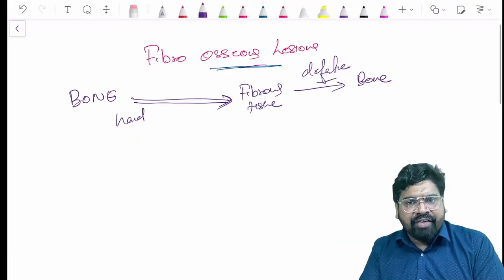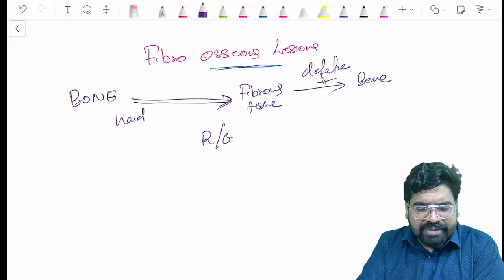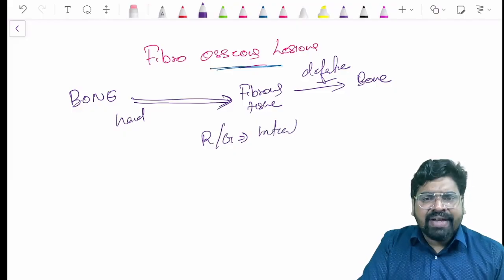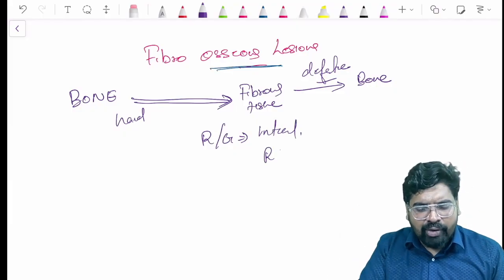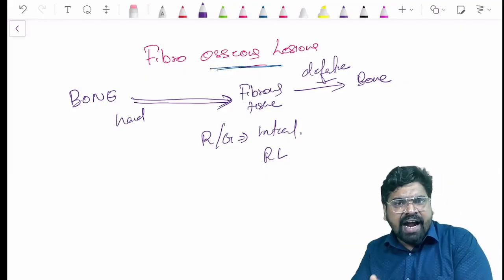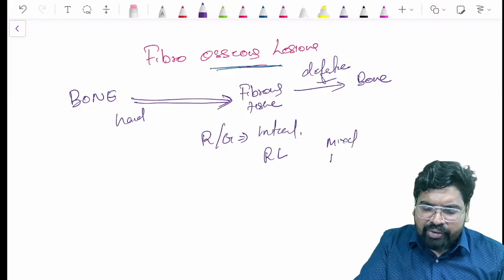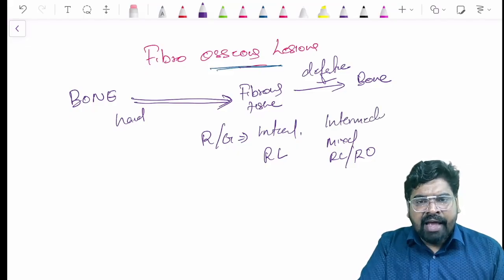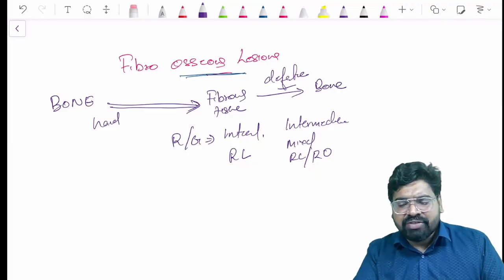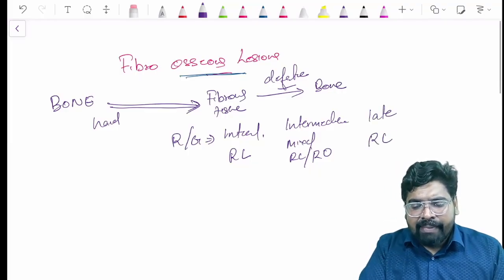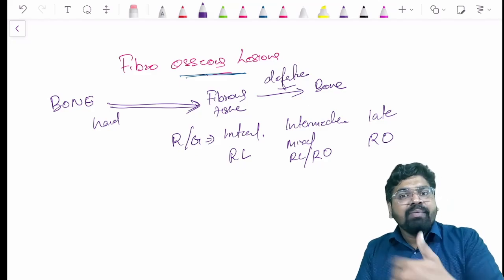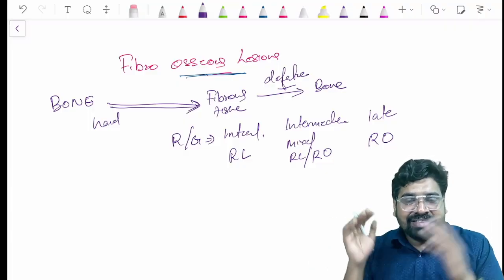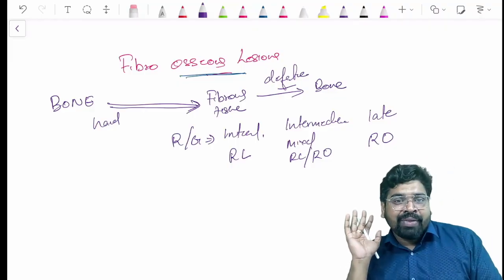If you take the radiograph of fibrous lesions, in the initial stages, where there is only fibrous tissue, it will be radiolucent, and when the ossification starts, it will be mixed radiolucent, radiopaque. That is an intermediate stage. By the late stages, it will completely become radiopaque again, because of the bone formation. So this is the feature of fibrous lesions. They themselves don't know what they are doing. Okay, this is fibrous lesion.